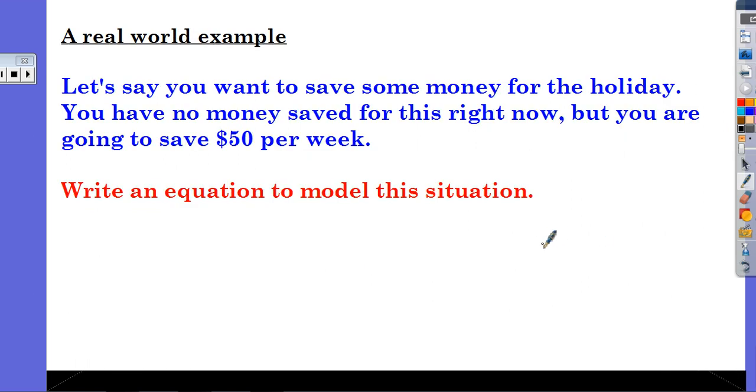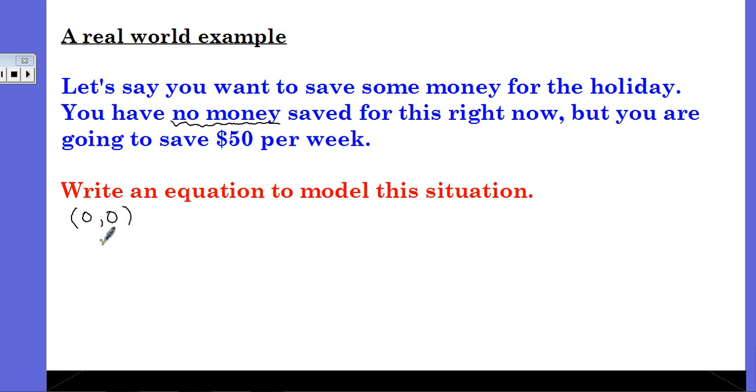Okay, this is an example of a real-world problem of why we have something called direct variation. So notice in this real-world problem, when you go to write it down, the first sentence doesn't give us really any information except for that we're saving money. The second sentence gives us some information. We have no money saved right now, so that means after 0 weeks we have no money saved. So our ordered pair for our intercepts, our starting point, is (0, 0). Okay, so we have no money saved right now, but we're going to save $50 per week. So we know that we're starting at (0, 0).